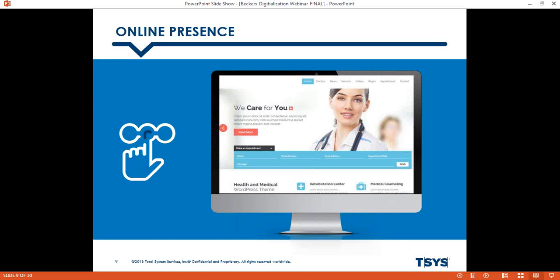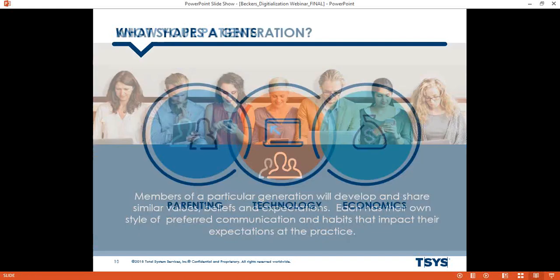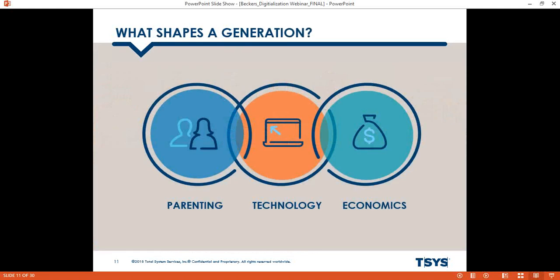It may be hard to believe, but did you know that by the year 2020, less than 2 years away, an entire generation will have grown up in a mostly digital world? It's pretty interesting to think of it that way. The key trends that shape a generation are parenting, technology, and economics.